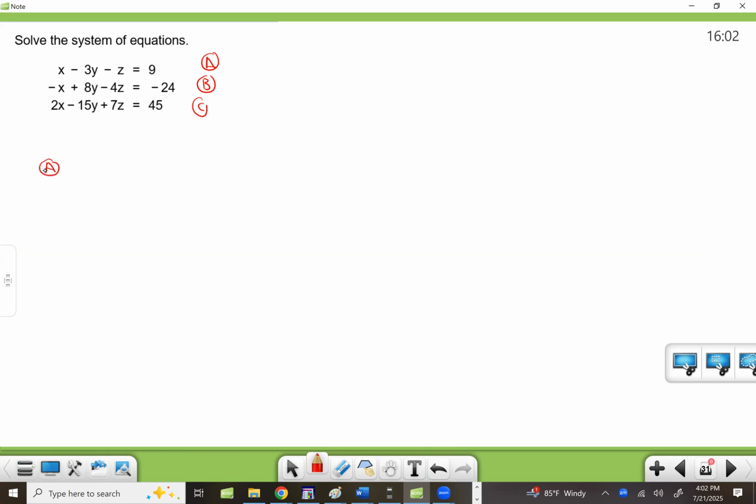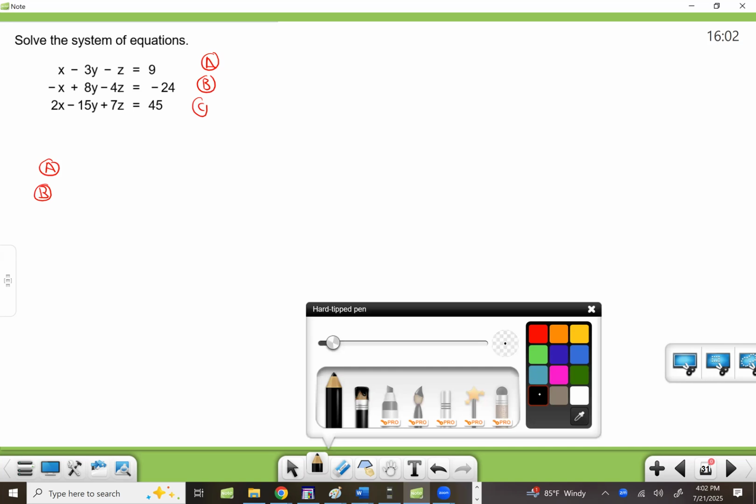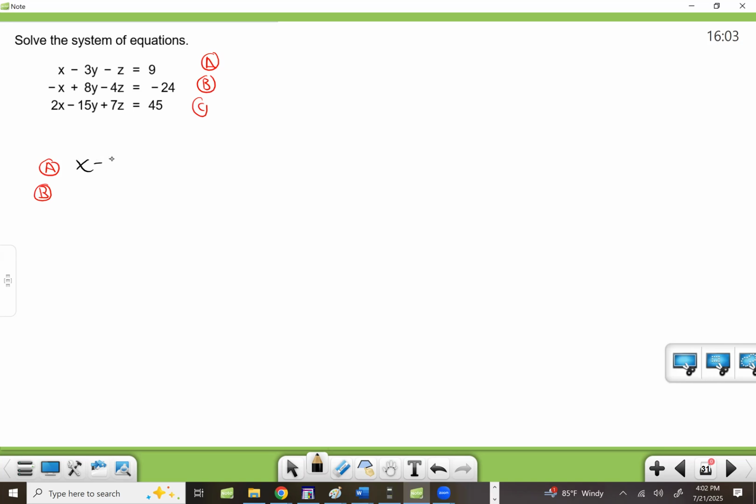So I'm definitely going to put equation A with equation B. Now we're going to try to get rid of x. Nothing really needs to be done because they're already opposite of each other. All right, so when we add downward, let's see what we get.